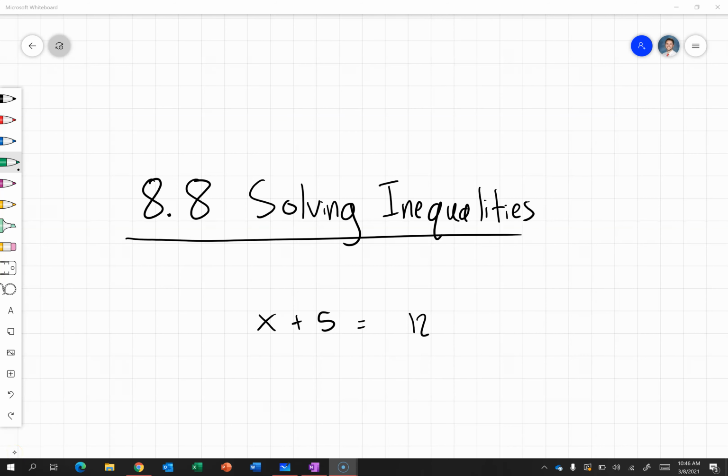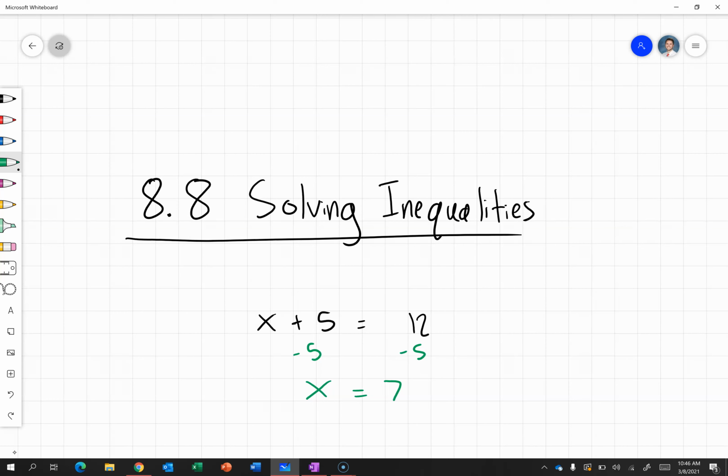In our final video for Chapter 8, we're going to be solving inequalities. And in fact, we can use the same approach that we use when solving equations. So if you remember something like this, x plus 5 equals 12, we can subtract 5 from both sides, knowing that as long as we do the same thing to both sides of an equation, they remain equal. So we can subtract 5 from both sides, and that gives us x equals 7.